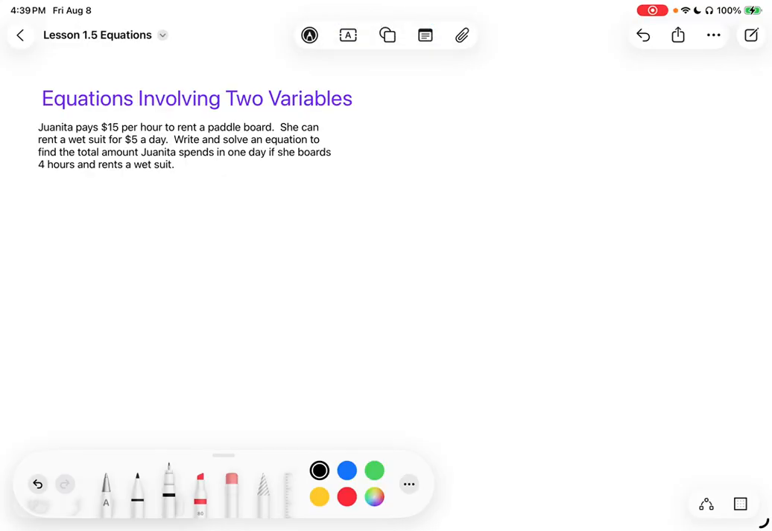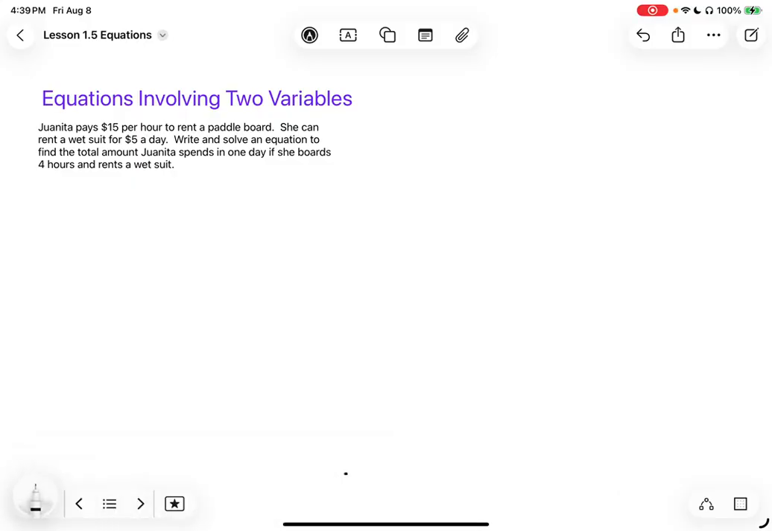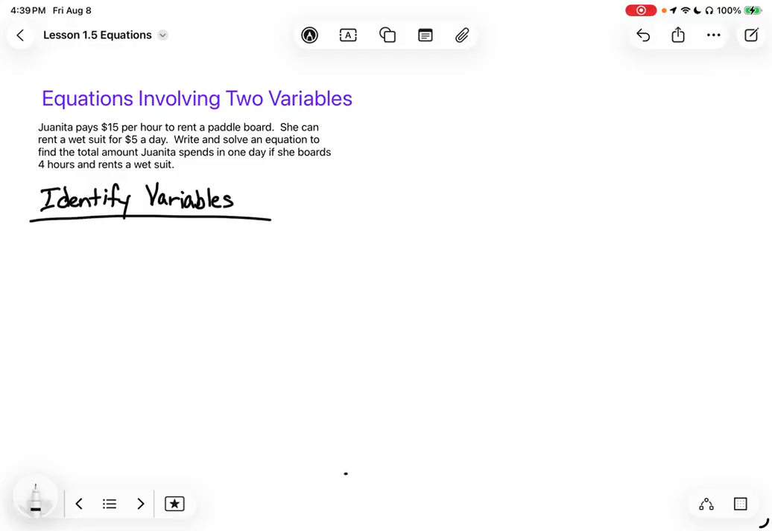asks you to write an equation, the first thing we want to do is identify our variables. And identifying your variables just means name the variables that we're going to be using. So, what are the two things that we're counting in this problem? Well, one of them is going to be the total cost. So total cost needs to be one of our variables because that's what the problem says. How much does it cost? And I can use any variable I want. So since it's cost, let's just call it C.